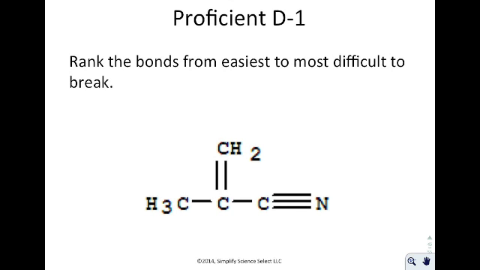Okay, here's an example question. It says, rank the bonds from easiest to most difficult to break. So if we're looking at this, we're going to start with what we call the central atoms. Okay, this is going to be one of the central atoms. This is a central atom. This is a central atom, and this is a central atom.